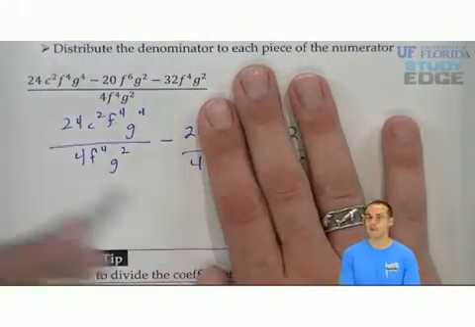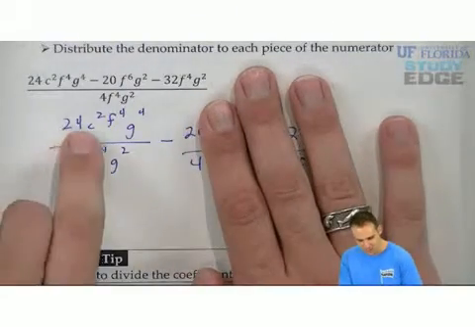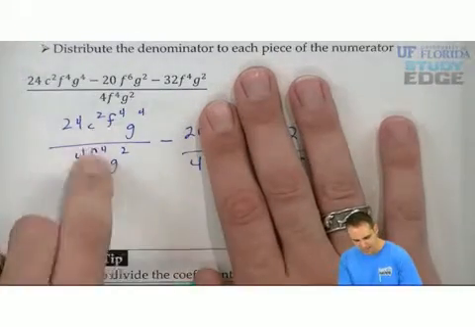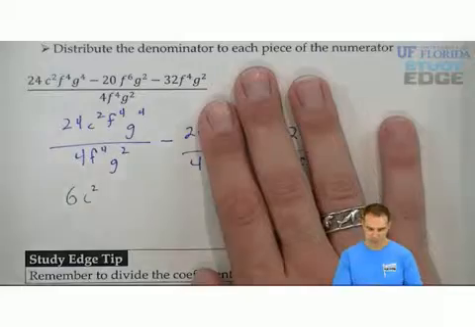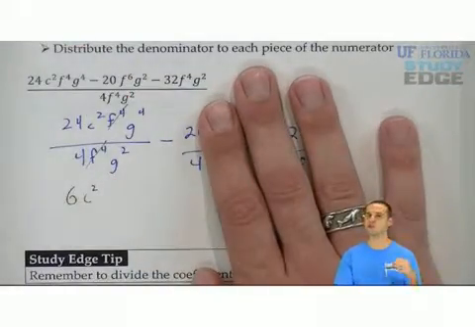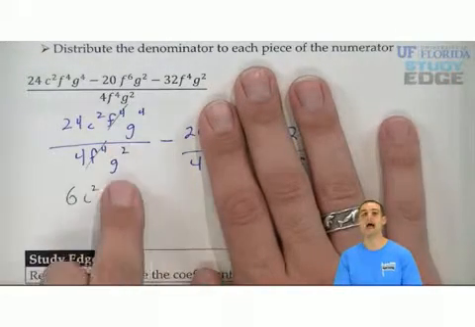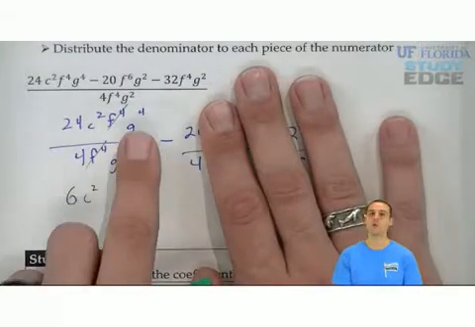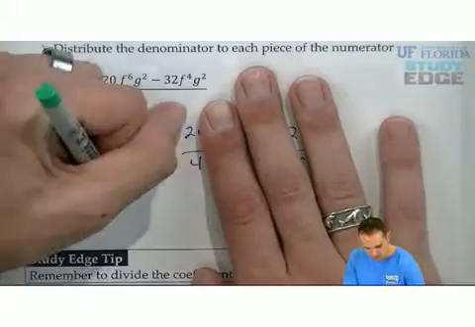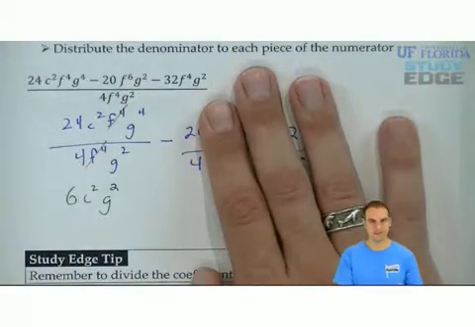24 divided by 4 is going to give you 6. So those have been reduced. C squared, there's nothing with that, so you leave it alone. F to the fourth over f to the fourth, those completely simplify. G to the fourth and g squared, you're going to subtract. How many g's do we have on the top? 4. How many on the bottom? 2. We have more on top, and we subtract. 4 minus 2 will give you 2 left. And the first one's been simplified.